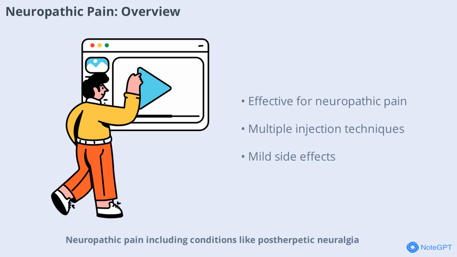Neuropathic pain, including conditions like postherpetic neuralgia, diabetic neuropathy, and trigeminal neuralgia, is notoriously difficult to treat. ONT has shown promise in reducing pain intensity and attack frequency in these conditions. Administration techniques vary, including intradermal, subcutaneous, and paraneural injections. The safety profile is generally favorable, with mild and transient side effects.